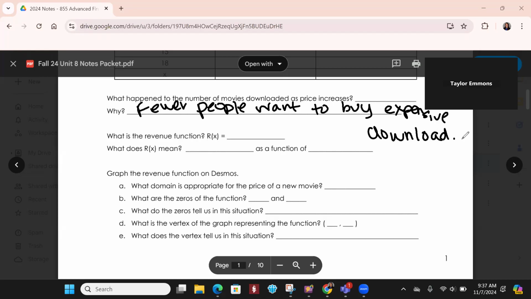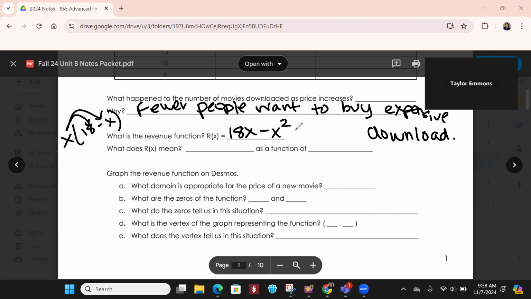Okay, what is the revenue function? So R of X equals, here's the crazy part. Remember when we did the whole X times 18 minus X? You distribute this guy. This is going to give me 18X minus X squared. Remember, X times X equals X squared, not 2X, like your ninth grade self probably thought.